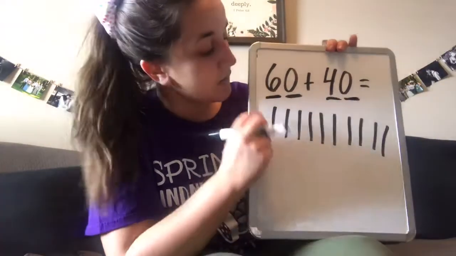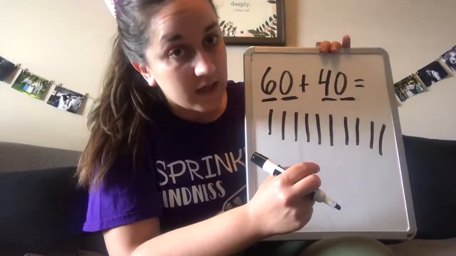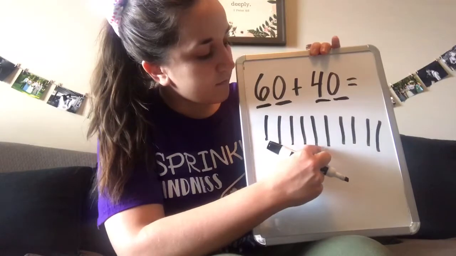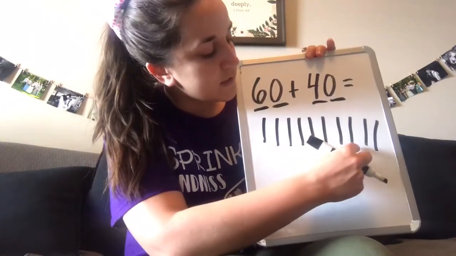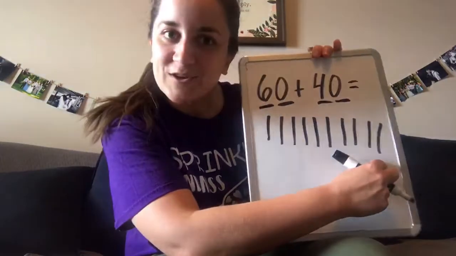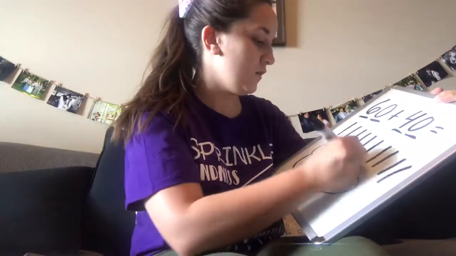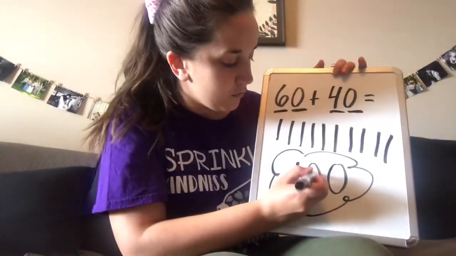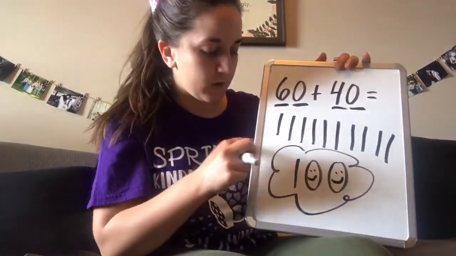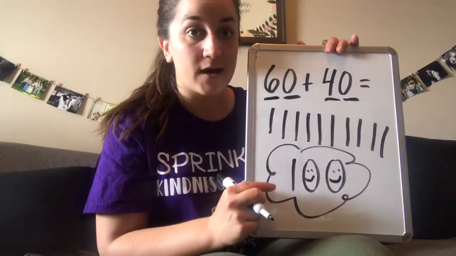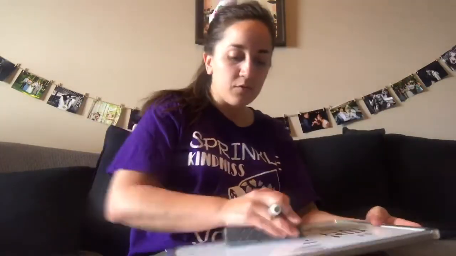So let's count how many 10 tens is equal to. 10, 20, 30, 40, 50, 60, 70, 80, 90, 100. And this one is worth 100. Woo! So you should have gotten 100 for 60 plus 40 equals 100. I've got a couple more for you.